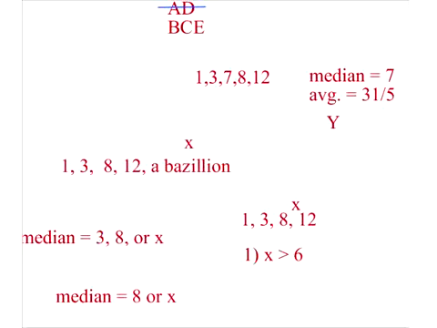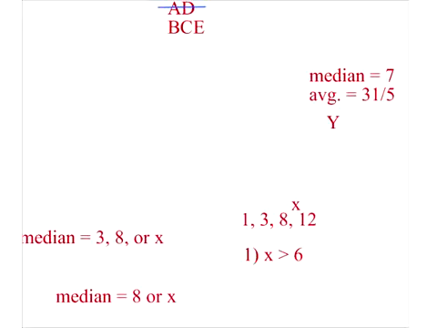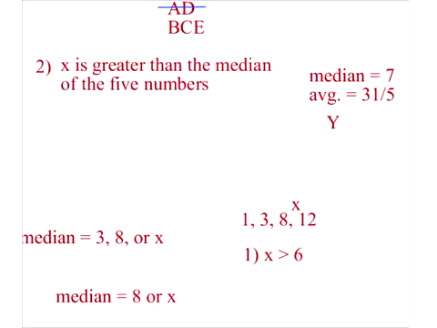So does anyone remember what statement 2 said? That's really what we're missing. Go for it, John. Statement 2 says x is greater than the median of the 5 numbers. Terrific. So does that eliminate anything in terms of our possible medians, 3, 8, or x?